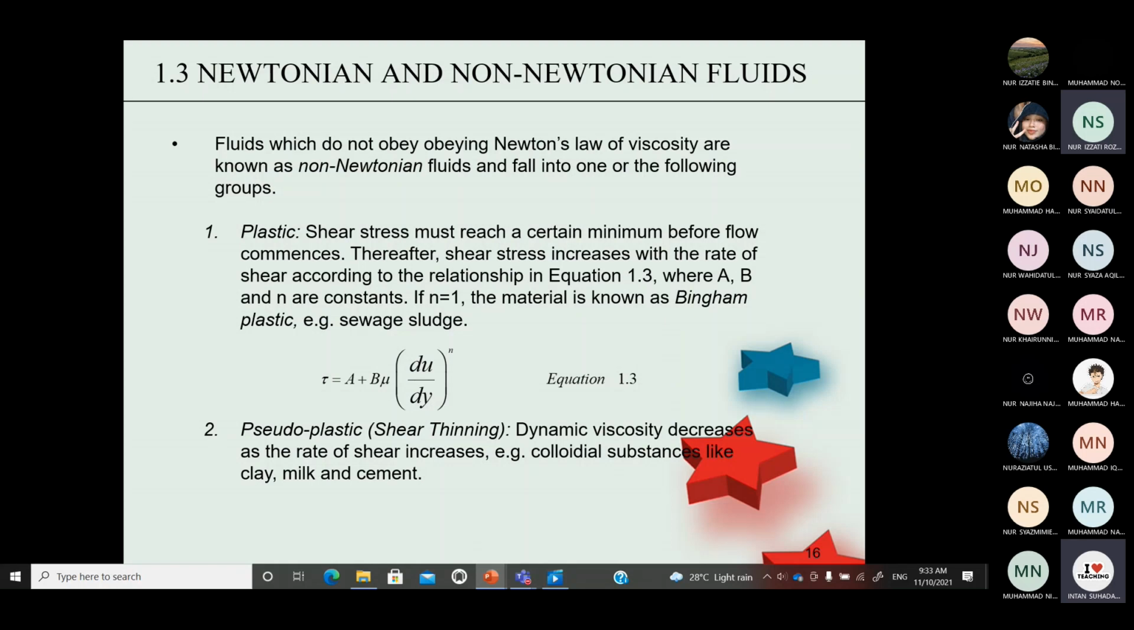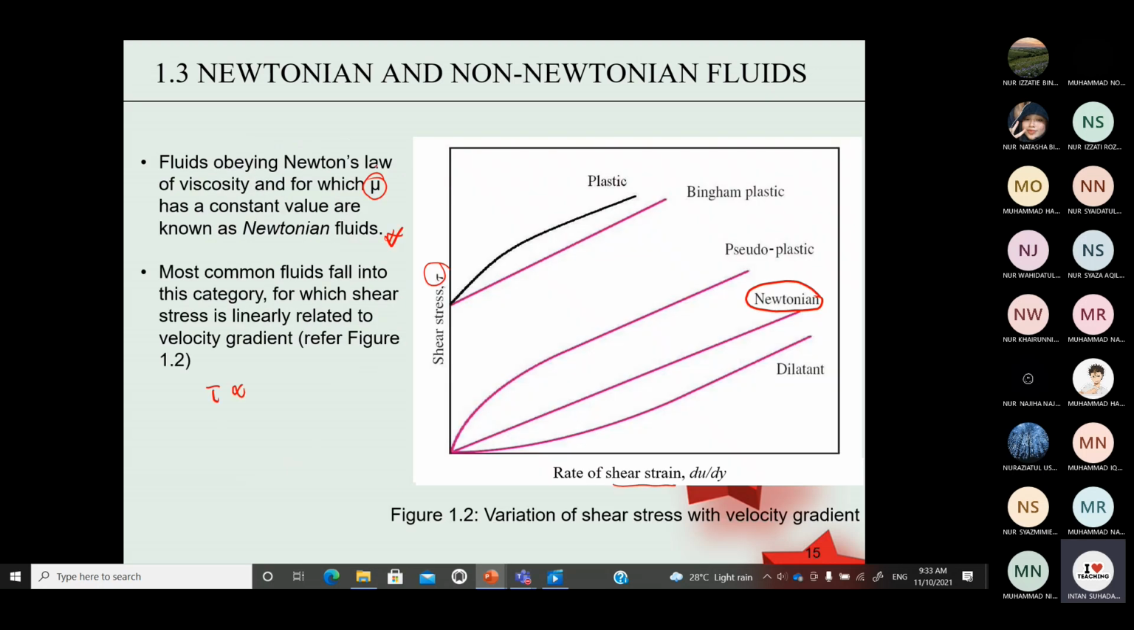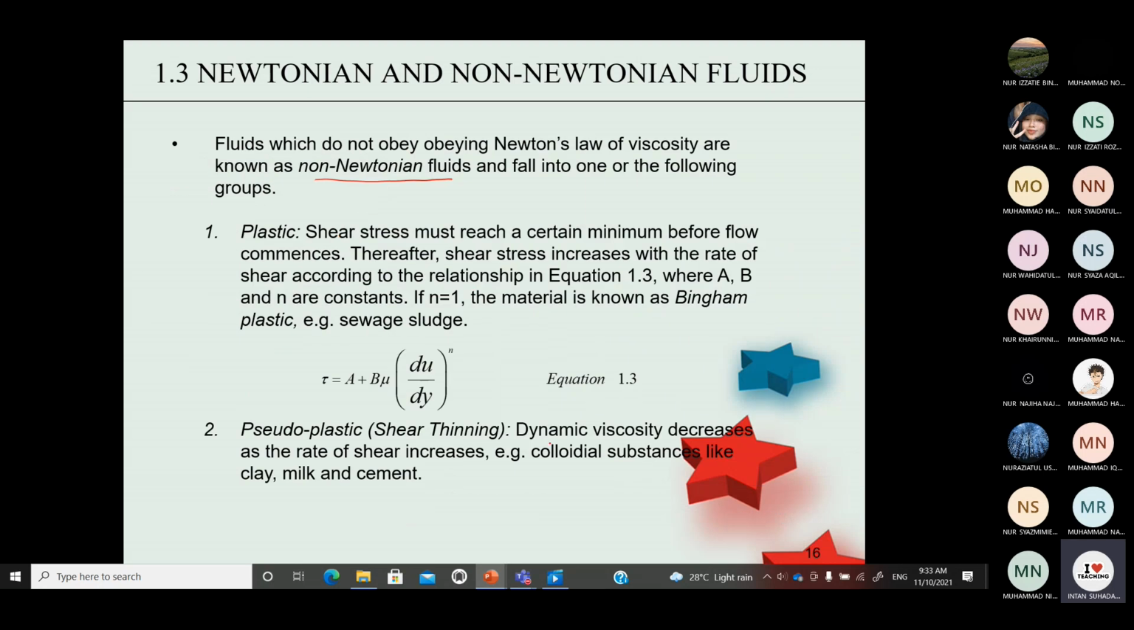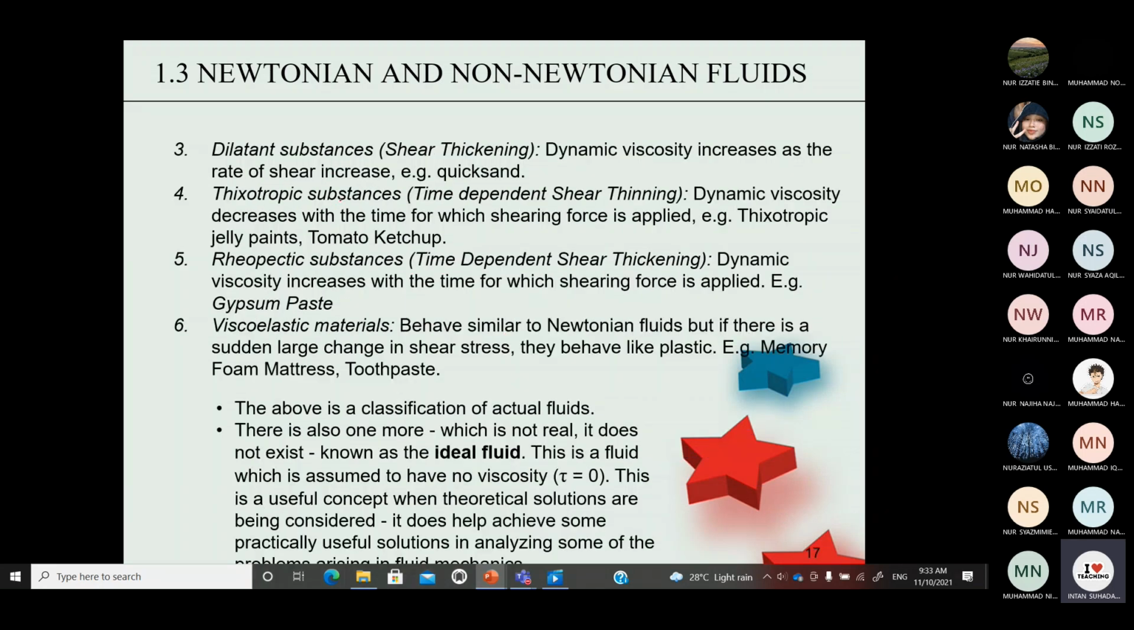Alright, for this one, I will not go deeper. I think you all can read this on your own. Okay, the other fluid: fluids which do not obey Newton's law of viscosity are known as non-Newtonian fluid. The ones that obey Newton's law we call Newtonian fluid. Alright, so this is the characteristic and the example. Okay, you can see here tomato ketchup. So I think this one you can read on your own, and if you don't understand you can ask, right?